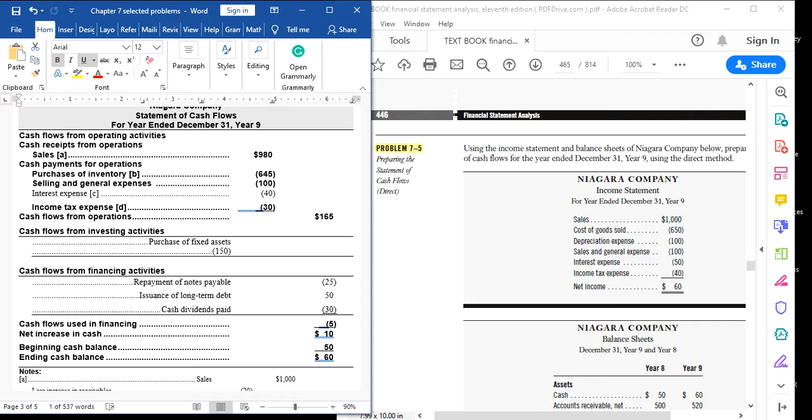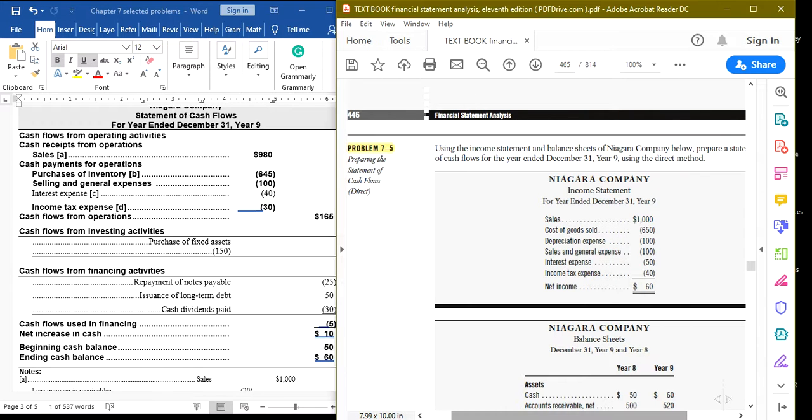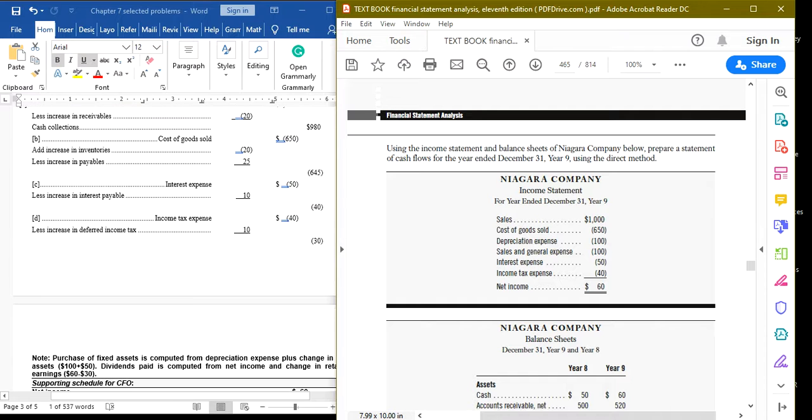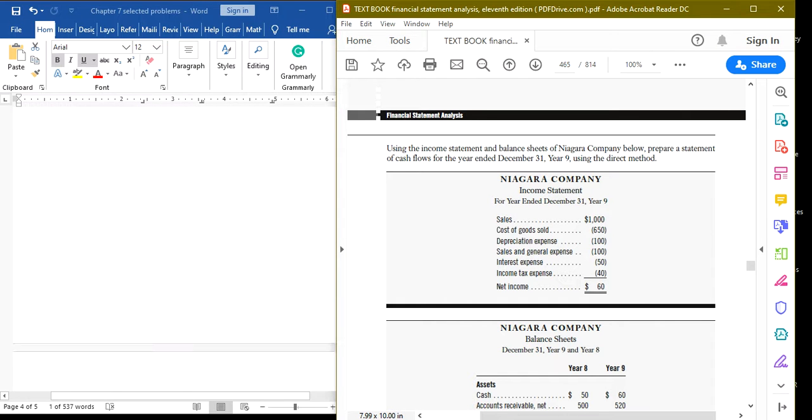I'm now moving to problem 5 over here. The balance sheet and income statement for a company is given, Niagara Company, and the question is asking us to prepare the cash flow statement using the direct method. Okay, using the direct method.